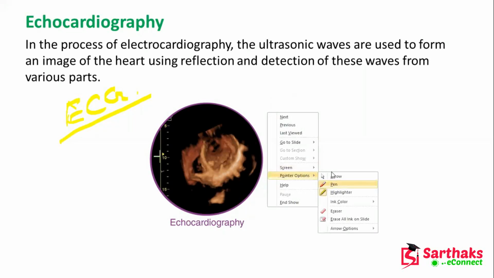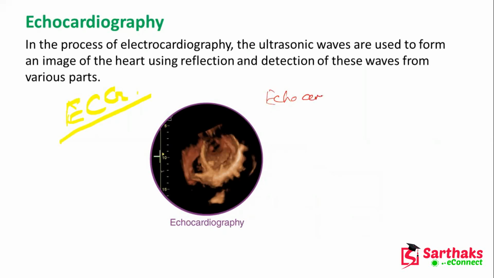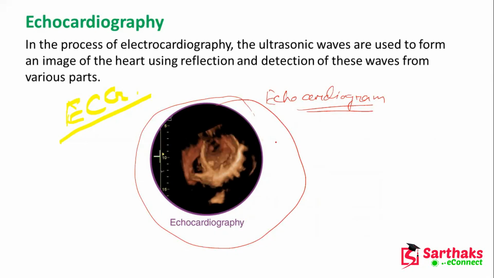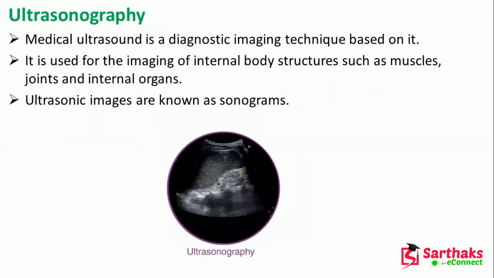The doctor says, echocardiogram, okay, you do it and then come to me with the report. So they will place some sensors, and after that they will pick up a picture or image. How can it happen? Ultrasonic waves are passed, and these ultrasonic waves are used to form the image of the heart using the reflection, and the detection of these waves from various parts. The doctors analyze this picture, and after that they will detect what the exact problem is in the patient. Okay, so this is echocardiography. Next is ultrasonography.